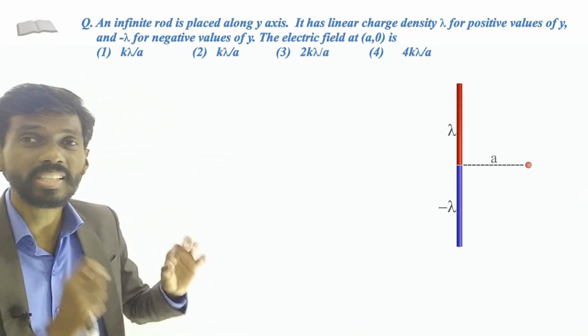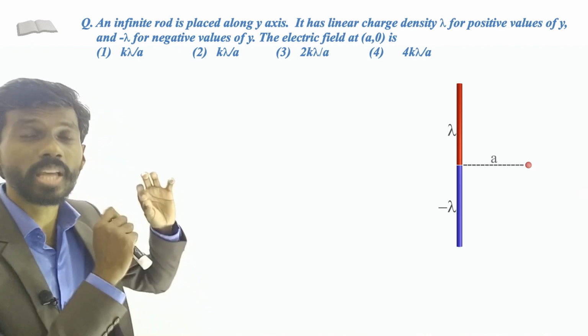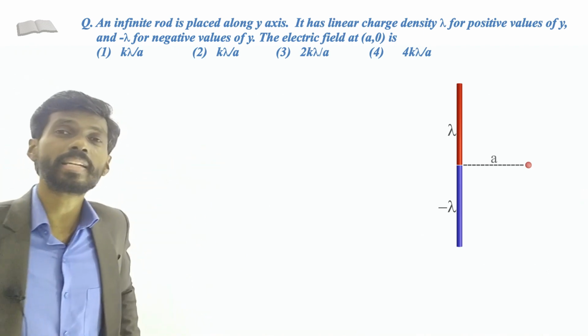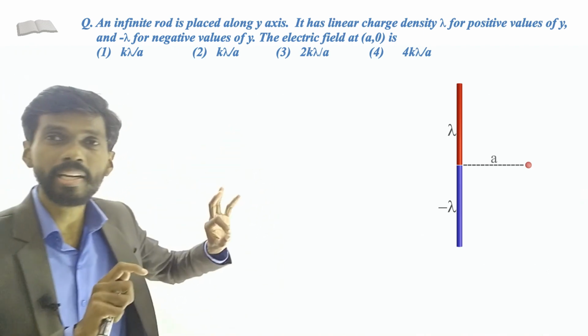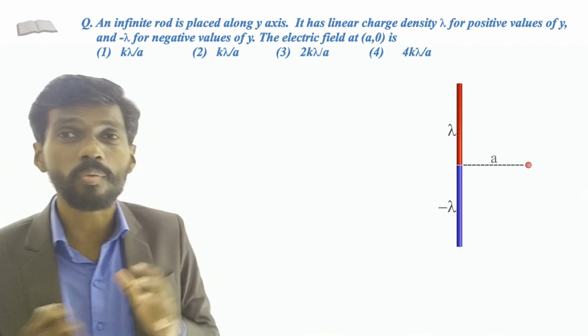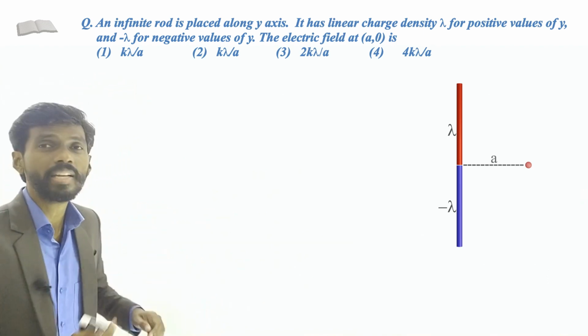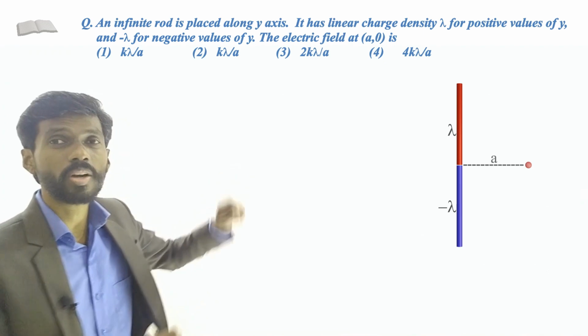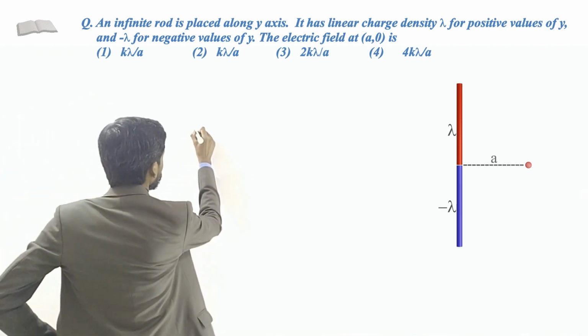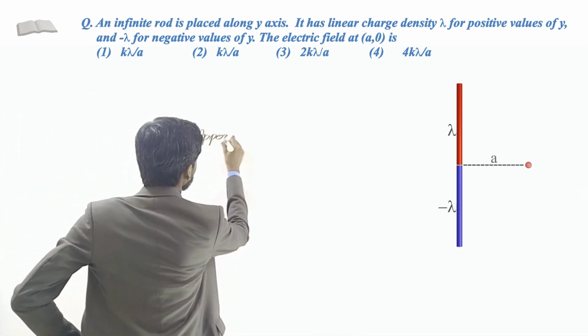So we have to consider this to be a combination of two semi-infinite rods. We have to find the electric field due to the upper part separately, the lower part separately, and find the vector sum. Let us find separately the electric field due to these two parts of the rod. First of all, we will find the electric field due to the upper part of the rod.